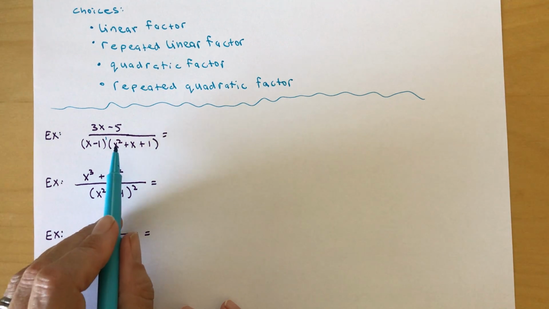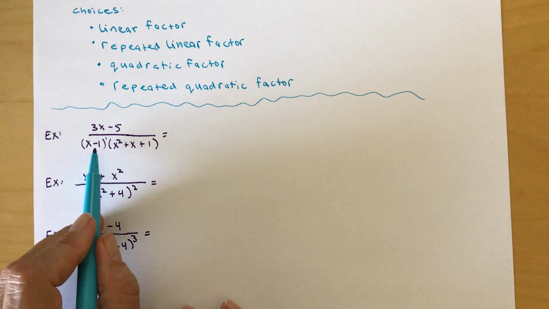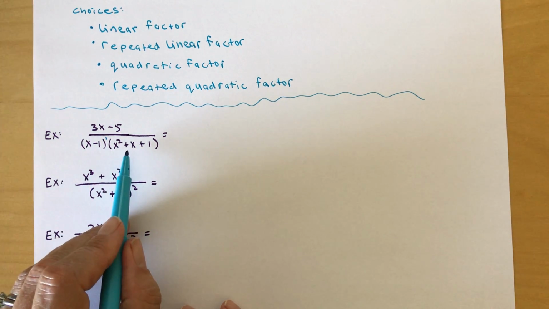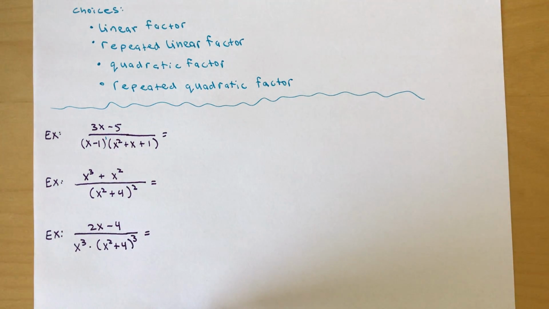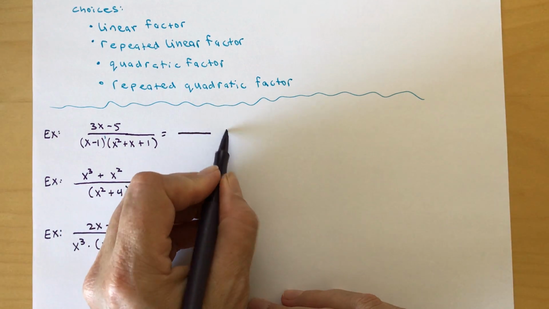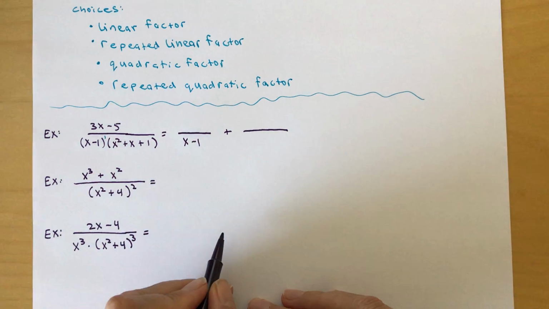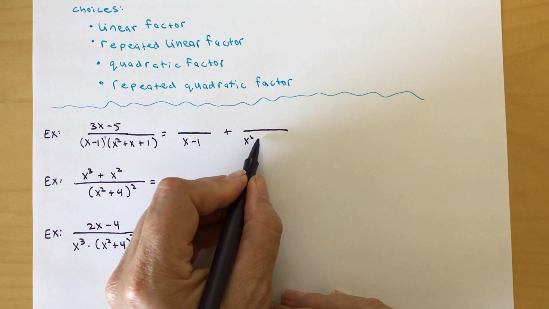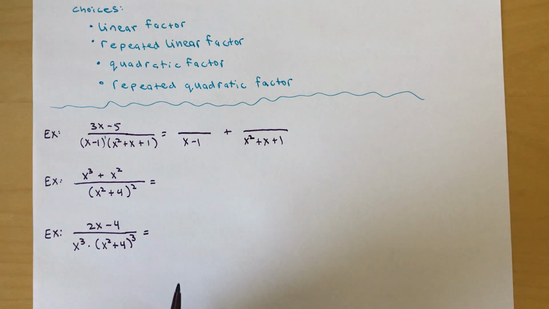So in this case, I would say that the partial fraction has one linear factor and one quadratic factor, neither of which are repeated. If you went to set up the decomposition for it, you would need one fraction with x minus 1 on the bottom and another fraction with x squared plus x plus 1 on the bottom. And both of those have to be proper fractions.